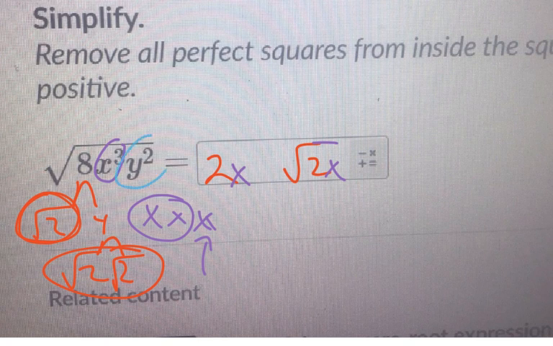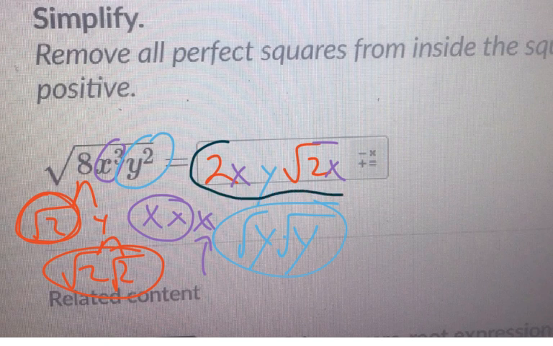What about the y squared? Well, y times y, remember these are square root y's now, together make a regular y. And there's our answer. So our final answer is 2xy times the square root of 2x.